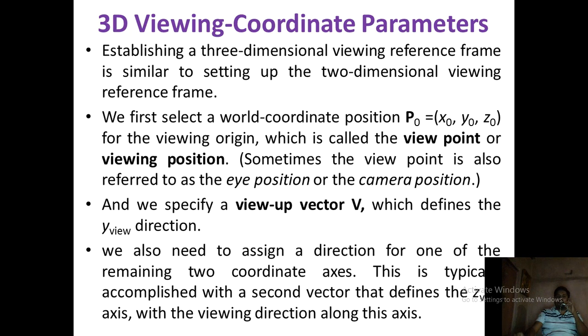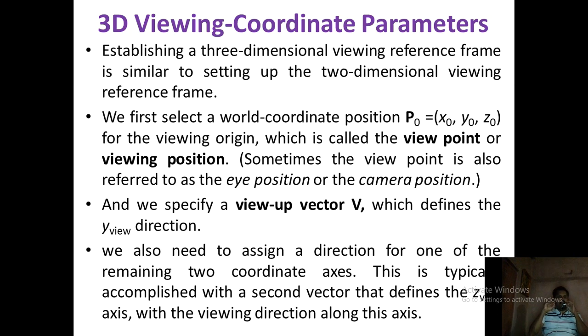Meaning we have to first set the camera position in world coordinates, right? Which is called the viewpoint, or viewing position. Sometimes the viewpoint is also referred to as the eye position or the camera position. As I told, P0, if you compare this with your real world camera, is the camera position we have to set in world coordinates. That is P0, meaning from which place you want to take the image. That is called the viewpoint or viewing position, sometimes called eye position or camera position.